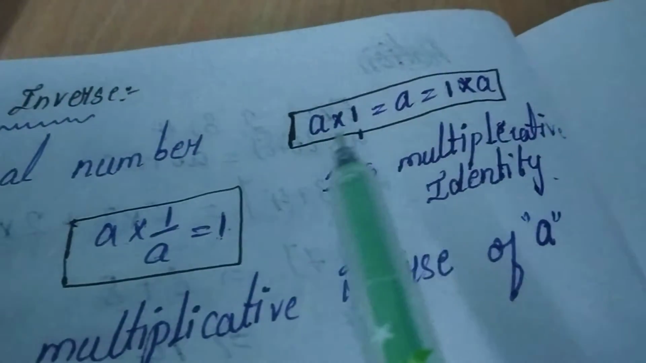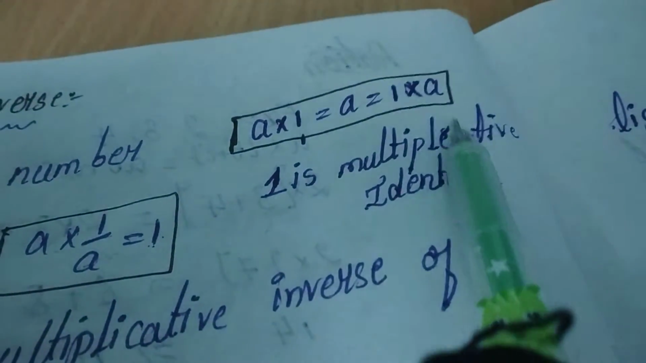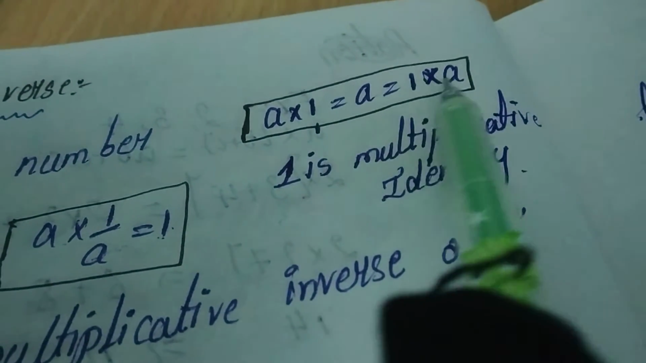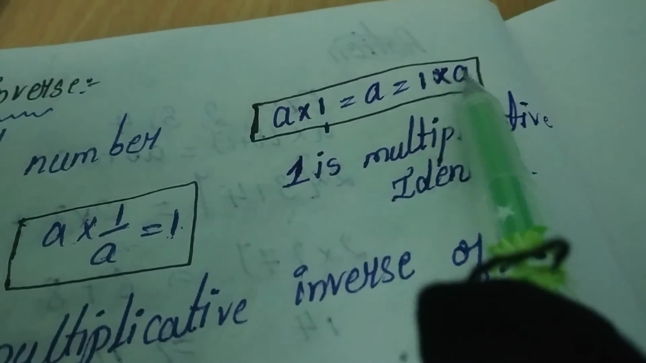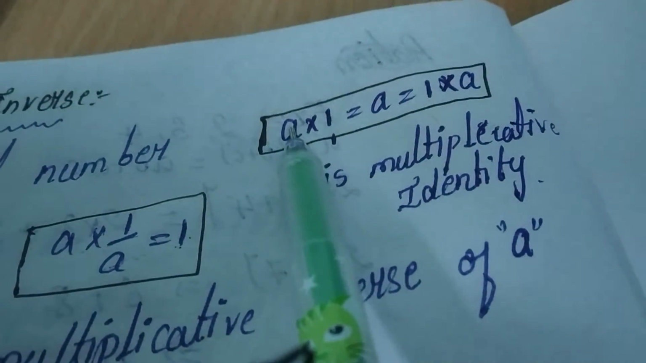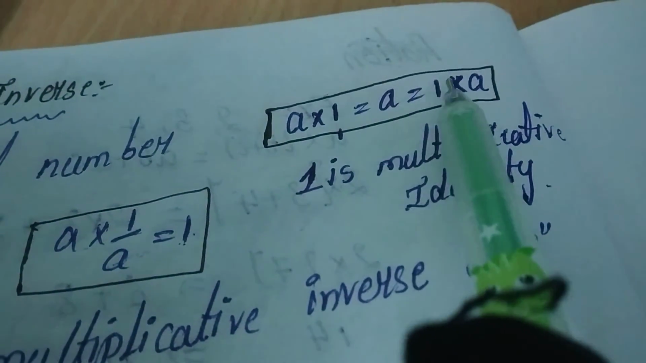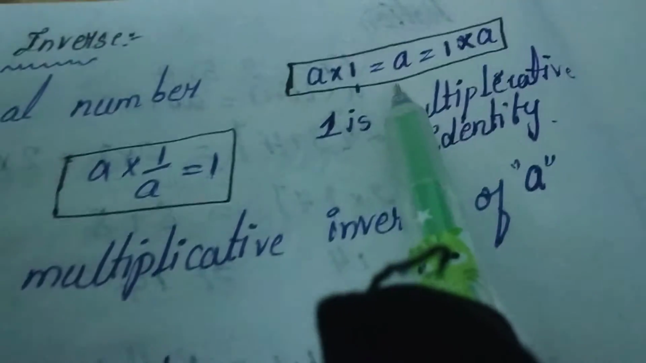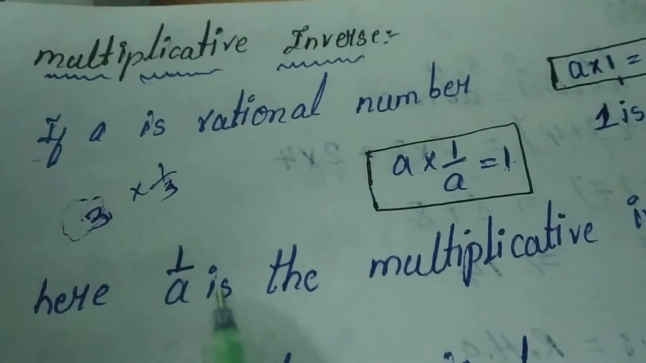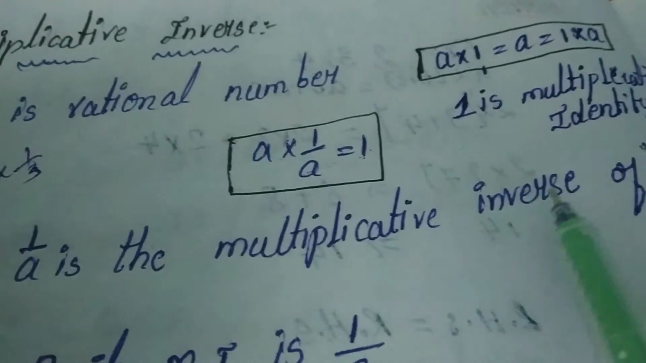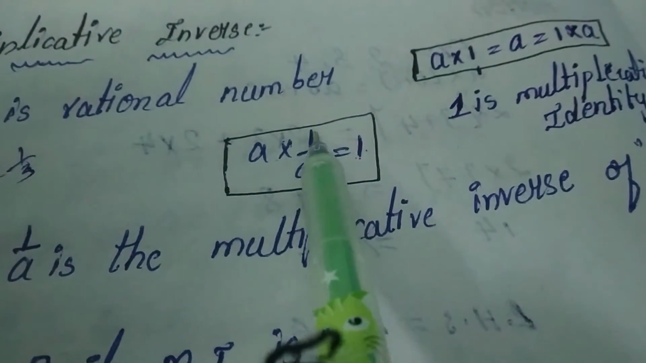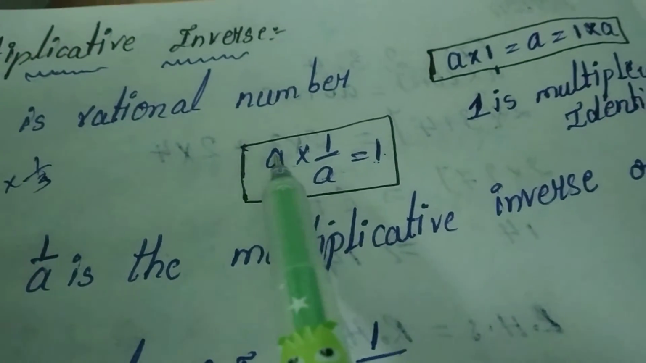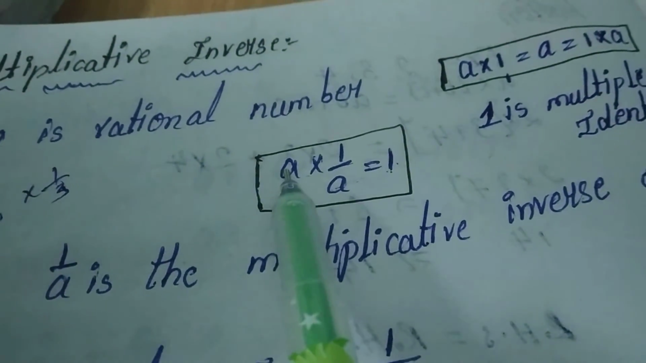To understand the given condition, one more condition is that A into 1 is equal to A and 1 into A is equal to A. When we apply A into 1, we get the answer A, and 1 into A also gives the same answer A. Here 1 by A is the multiplicative inverse of A.